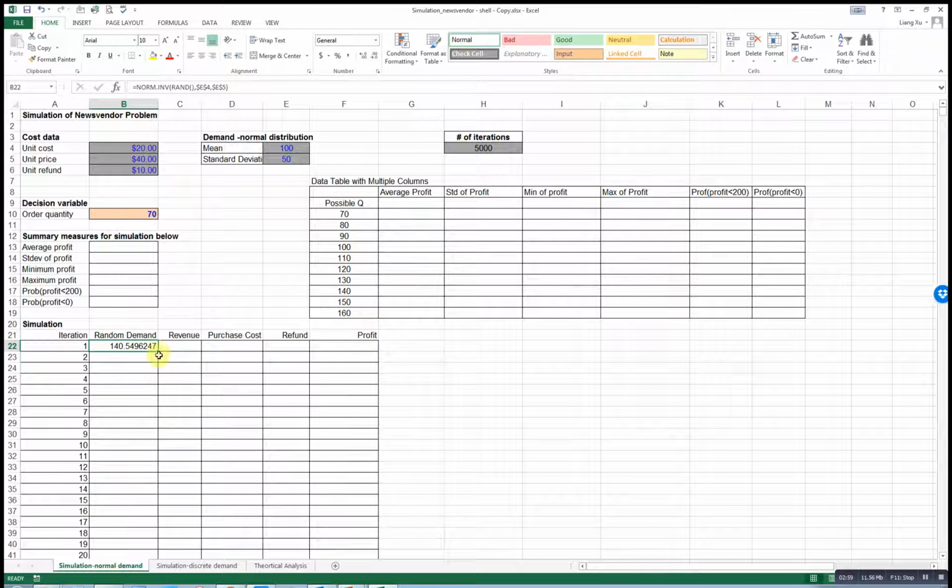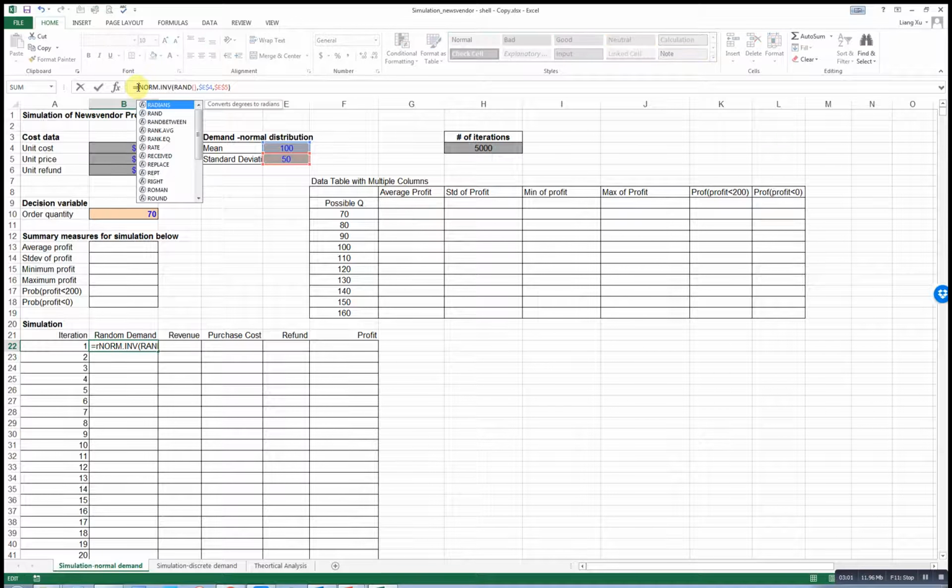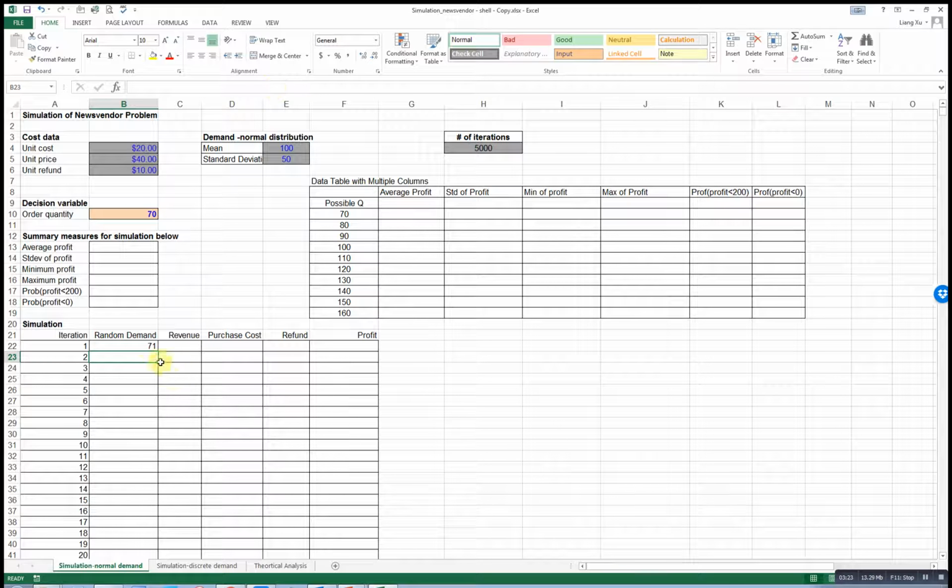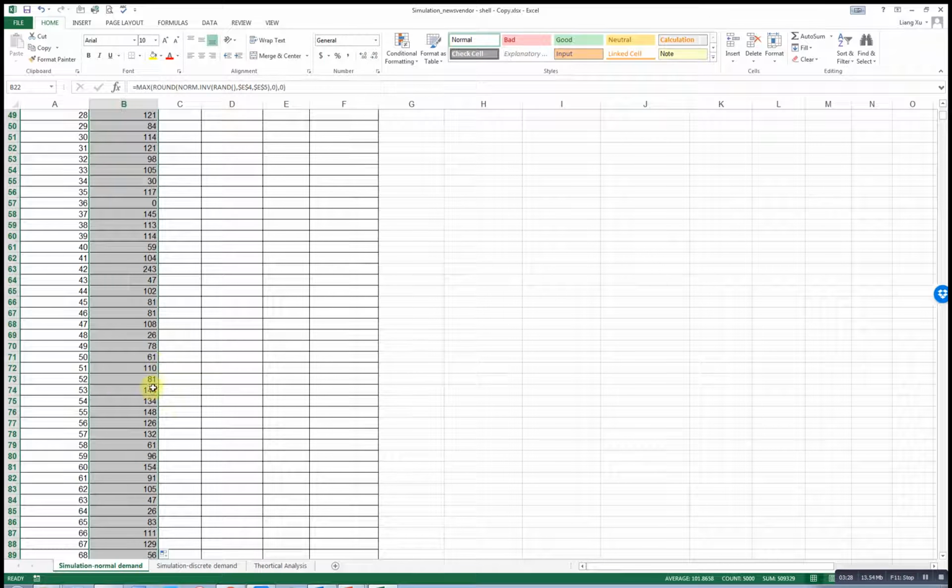But there are two problems with this. First, we don't want decimals because demand usually is an integer. So we put a ROUND here and choose the number of decimals to be 0. And then we also don't want negative demand, so we want to choose the maximum between this and 0. If it's negative, then we choose a value of 0. Now we get demand. As you see here, sometimes we get a 0 because we generated a negative demand. So we drag it down.